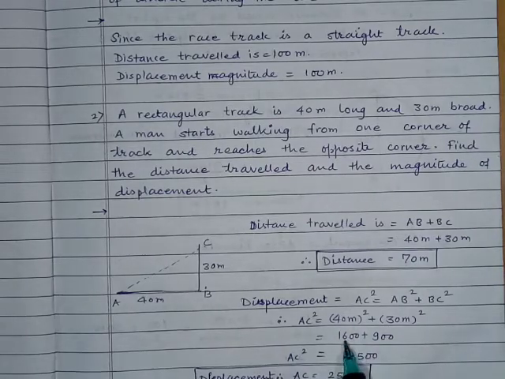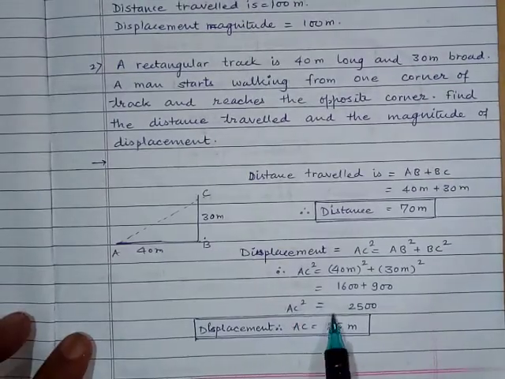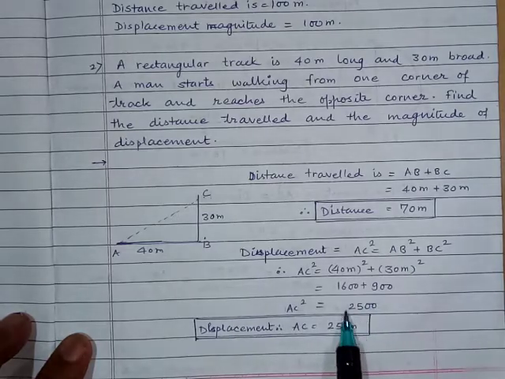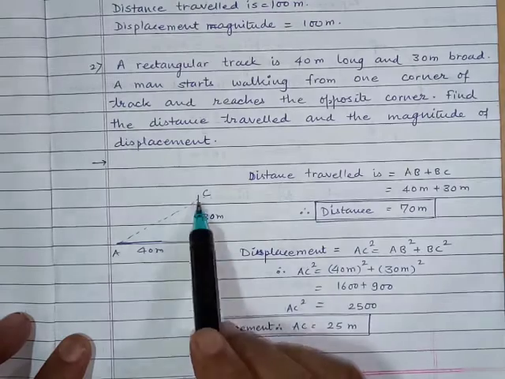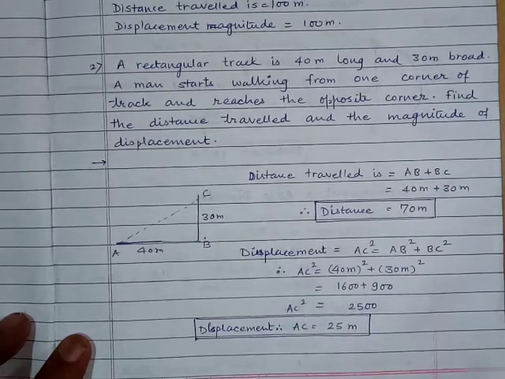So 40 square will be 1600, 30 square will be 900. So here AC square is equal to, if I add this 1600 plus 900, it will become 2500. So 2500 is nothing but AC square. But I want this AC, we have calculated this AC square, so there is a need that we should take the square root of this particular quantity. So after taking the square root of AC square, it will become AC. So square root of 2500 is nothing but 25.